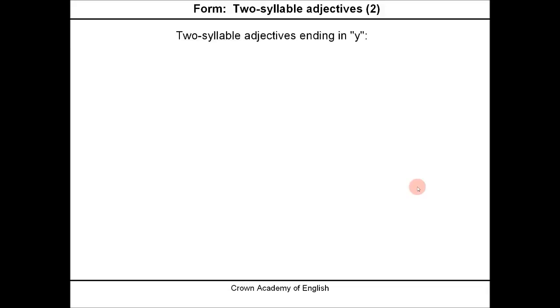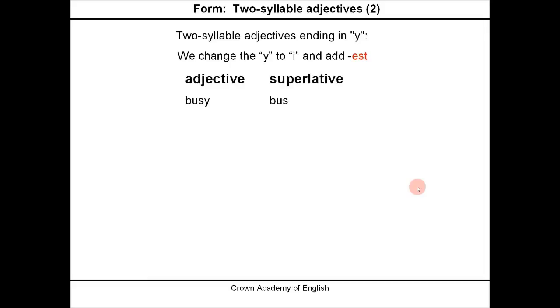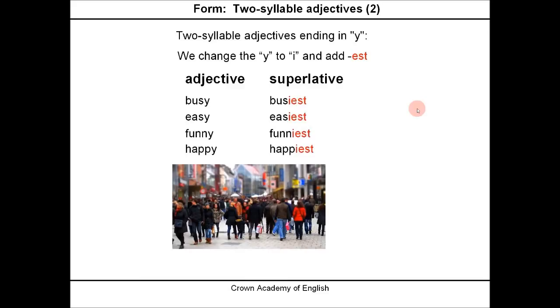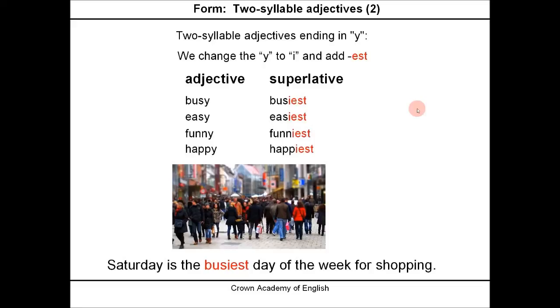Two-syllable adjectives ending in the letter Y, we change the Y to I and add EST. Busiest. So we've changed the Y to an I and add EST. Easiest, funniest, happiest. Saturday is the busiest day of the week for shopping. So we are comparing one day, Saturday, with all of the other days of the week. So we use the superlative, busiest.